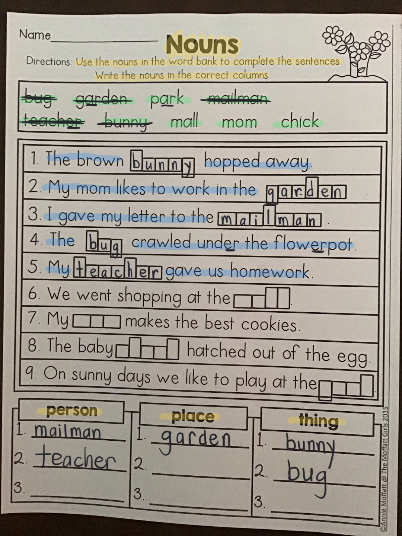Okay, friends, we're going to do one more together, and then you're going to be on your own, but I believe in you. Number 6. We went shopping at the park, mall, mom, or chick. We go shopping at the mall. All. Ooh, I see a phonogram. ALL says all. Mall, is that a person? No. Place? Yes.